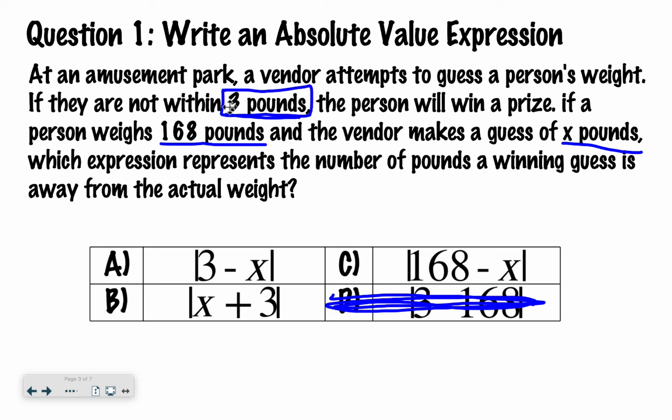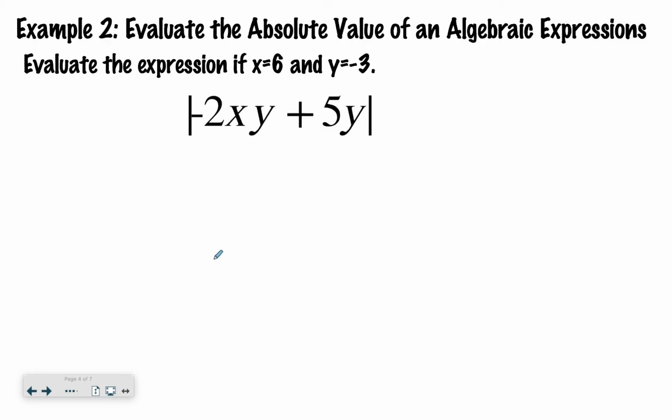Okay, so since I want it to be something that's within the 3 pounds, that means I would have an absolute value less than or equal to 3 pounds. It wouldn't be within the absolute value. So my answer would actually be letter C, the absolute value of the person's actual weight minus the vendor's guess. Okay, so I would cross out these 2 possible answers. All right, let's move on.